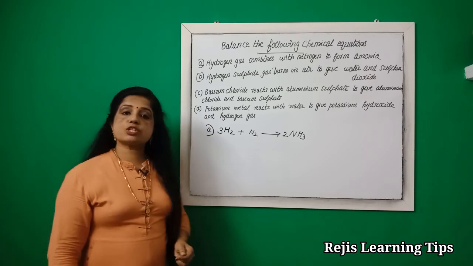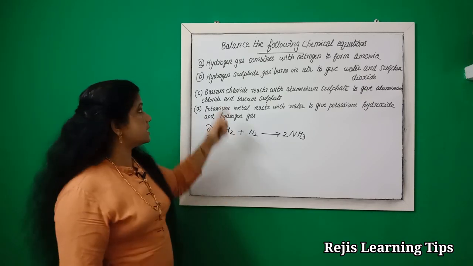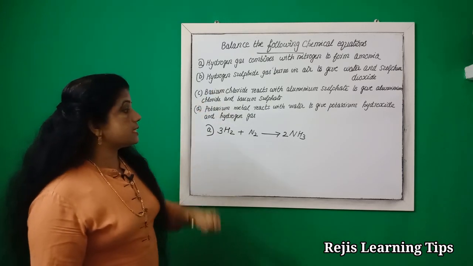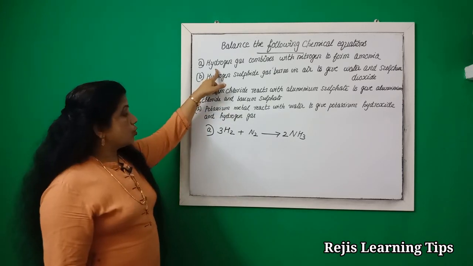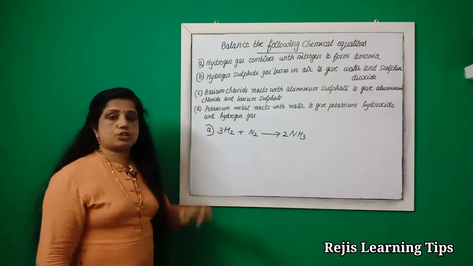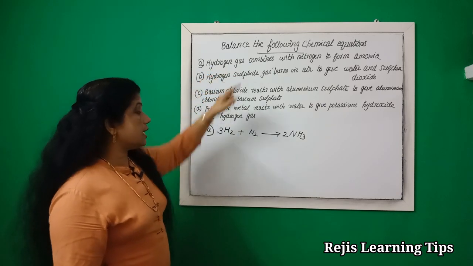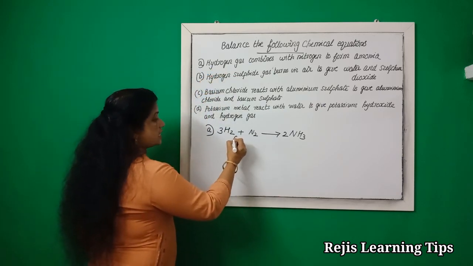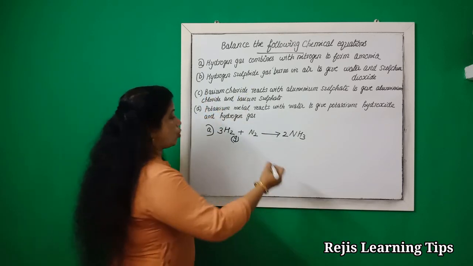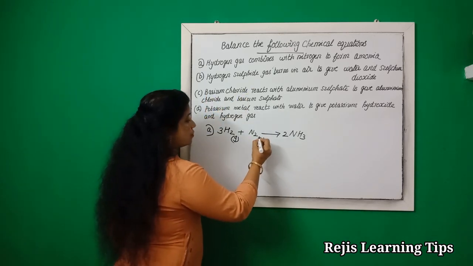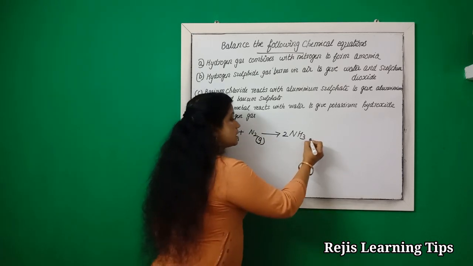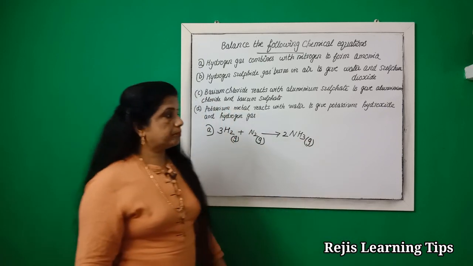To make this equation more informative, we should write the physical state of the elements present in the reactants and product side. The physical state is already given in the question, so you should write the physical state also. Hydrogen gas, so we should write here gas, that is G, combines with nitrogen. We know nitrogen is also in gaseous state, so we should put here G, and to form ammonia, that is gas, ammonia gas.